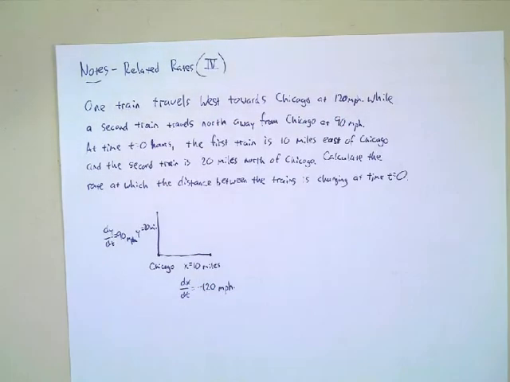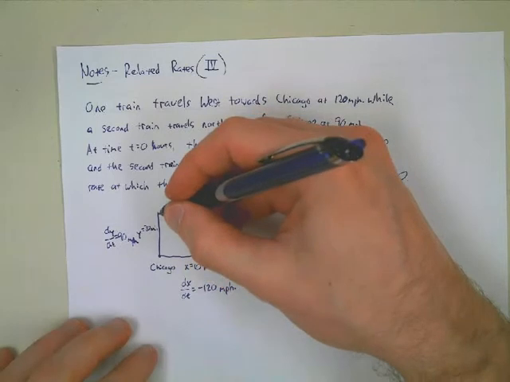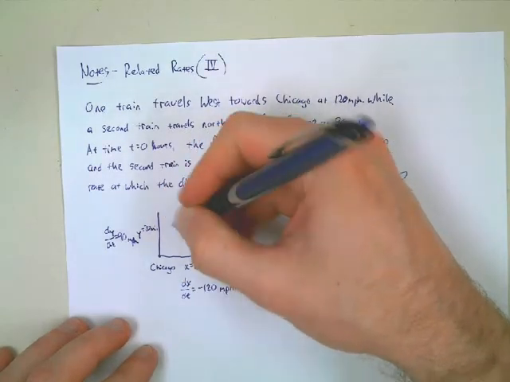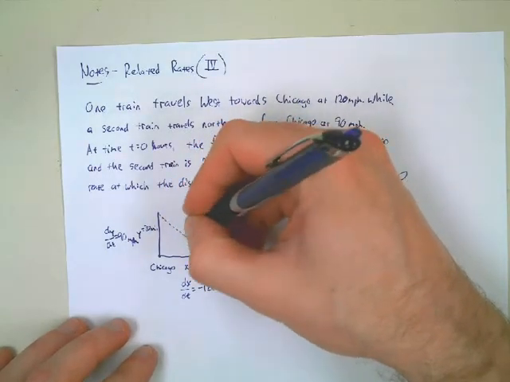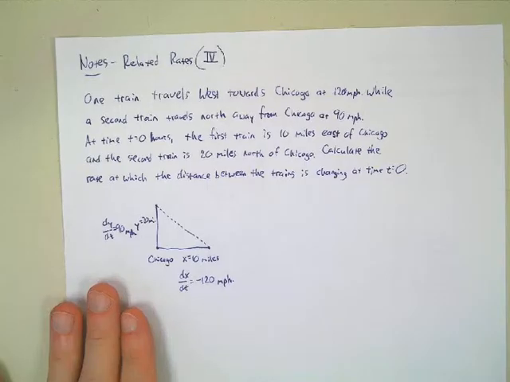And we want to find the rate at which the distance between the trains is changing at time t equals 0. So the distance between the trains is from this train to this train. It makes a triangle, not just any triangle, but a right triangle.